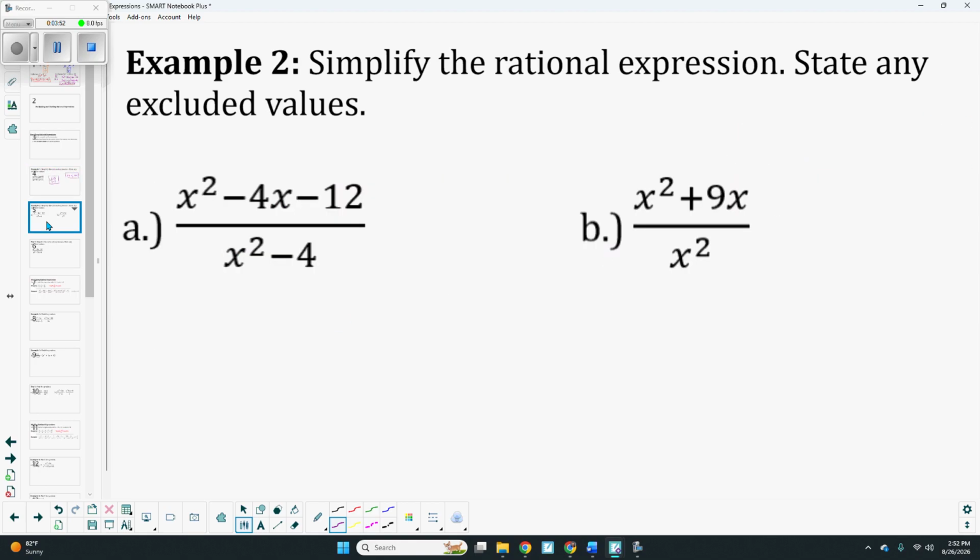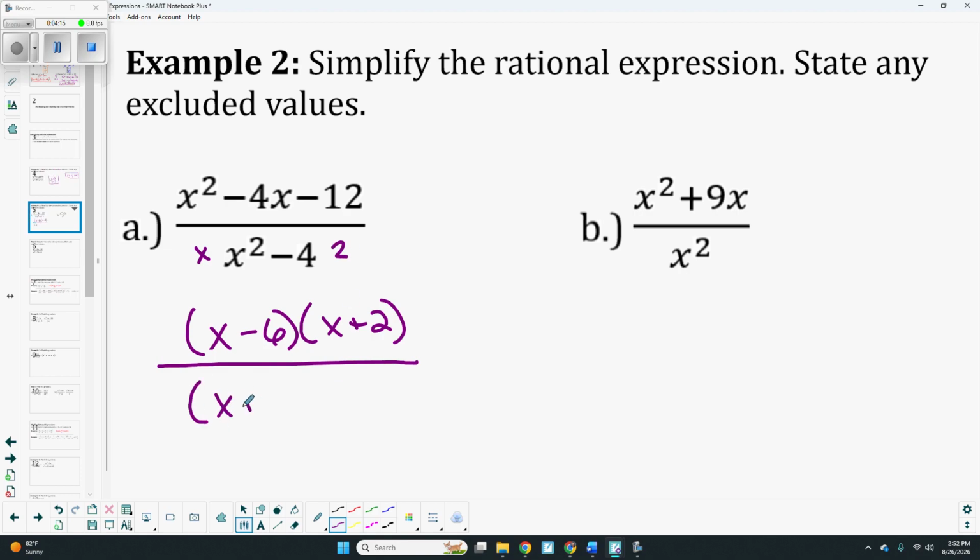All right, example 2, we're just going to simplify this rational expression and state any excluded values. So I need to factor this first. What multiplies to -12 and adds to -4 is a -6 and a +2. This is the difference of two squares, right? x being squared and 2 being squared. So that's x plus 2, x minus 2.